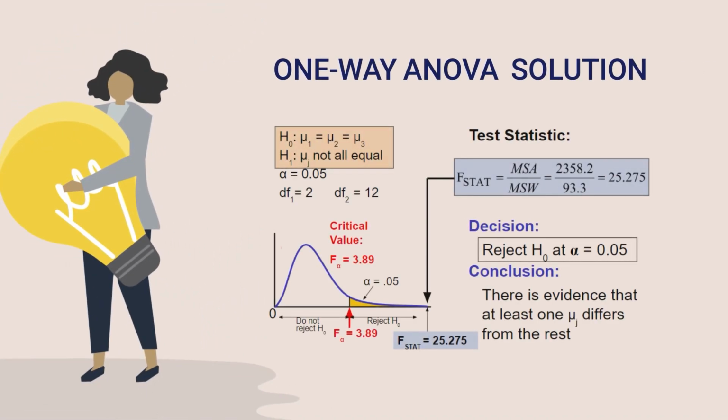Now the null hypothesis, as we said, is mu1 equal to mu2 equal to mu3, and the alternate hypothesis is that not all are equal. The cutoff value we get from the corresponding degrees of freedom 2 and 12, because the numerator has 2 degrees of freedom and the denominator has 12. The cutoff value from the table is 3.89, and the F statistic is 25. So we reject H0 at alpha equal to 5%. There is evidence that at least one of the mean values differs from the remaining.